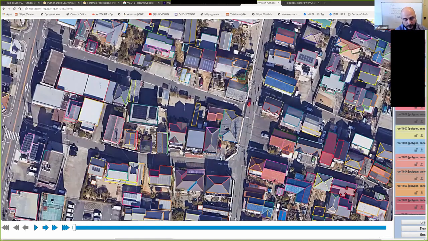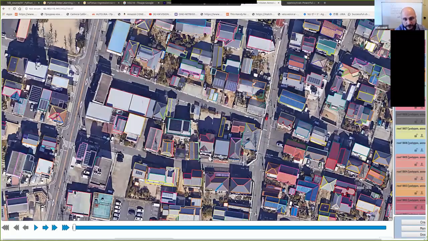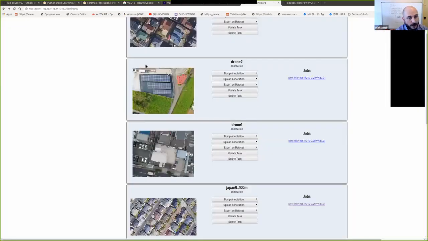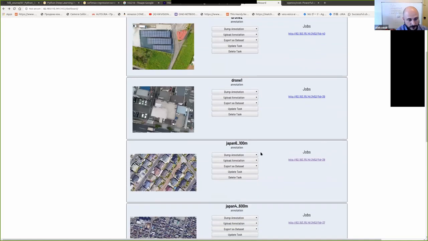And finally, we can save this annotation in one of the most common formats. For example, when I have already annotated things, I can dump the annotation in one of the fixed formats.